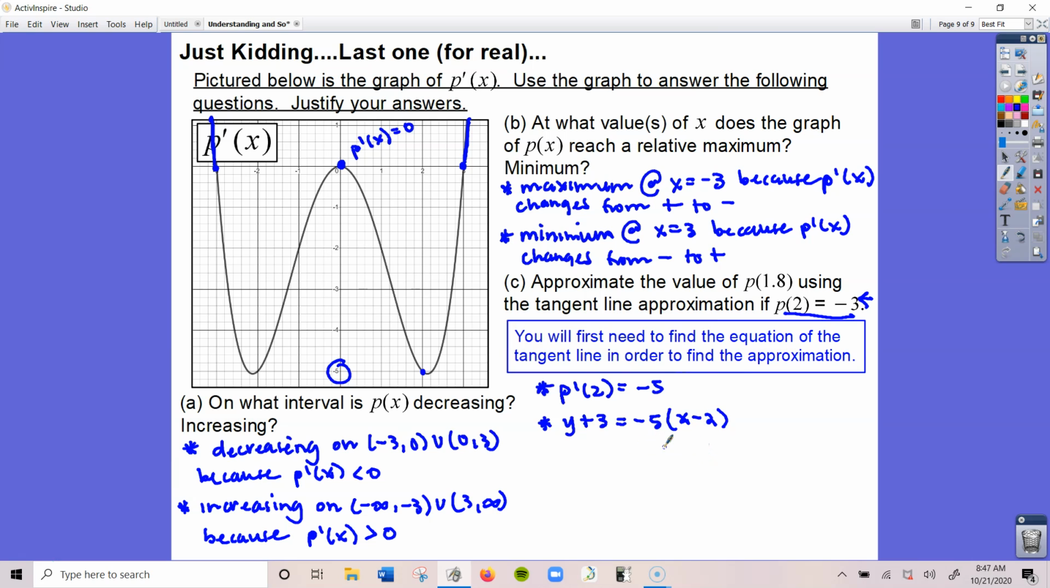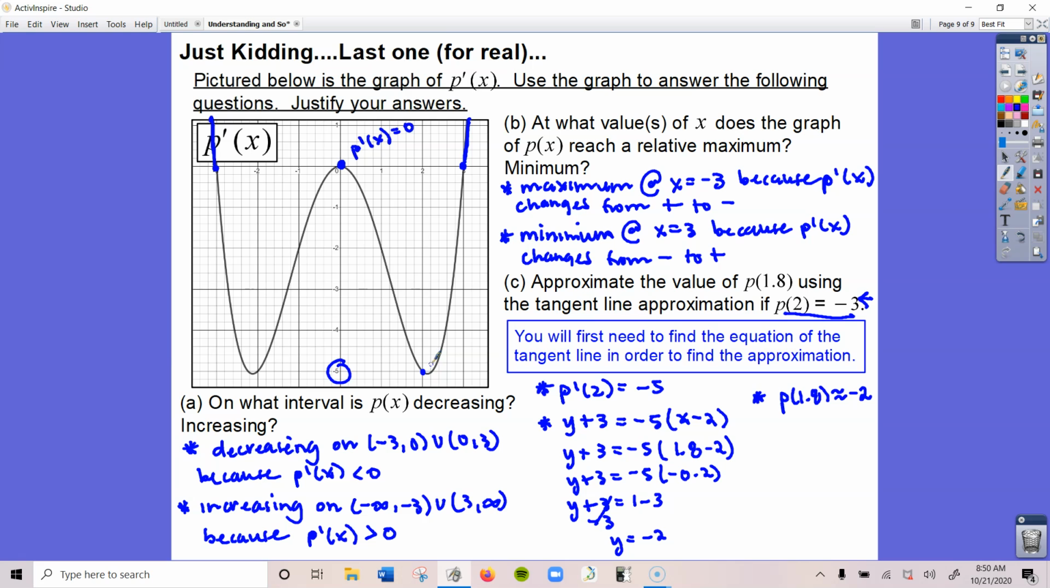Now to approximate, I'm going to plug in that 1.8. So y plus 3 is equal to negative 5 times 1.8 minus 2. So y plus 3 is equal to negative 5 times negative 0.2. Negative 5 times negative 0.2 is 1. So then I would have to subtract the 3. So y is equal to negative 2. Now remember, this is my approximation. So that means that p of 1.8 is approximately negative 2.